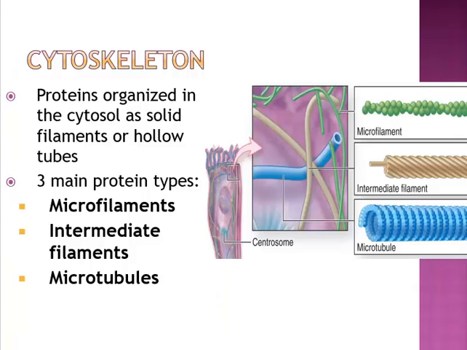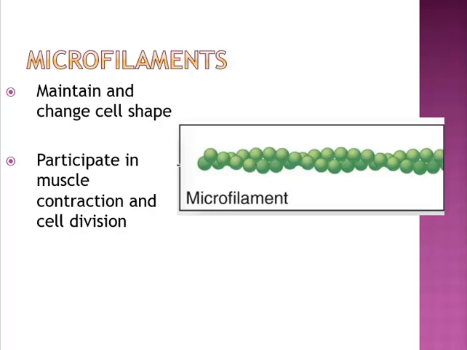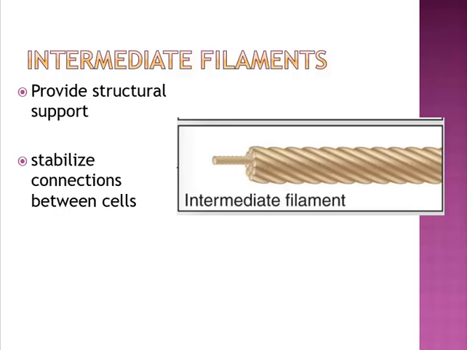Now let's talk about our cytoskeleton. This provides the main structural support for the cells and is composed of microtubules, intermediate filaments, and microfilaments. Our microfilaments maintain and change the cell shape. They participate in muscle contraction and cell division. Our intermediate filaments, again, provide structural support, and they stabilize connections between the cells.